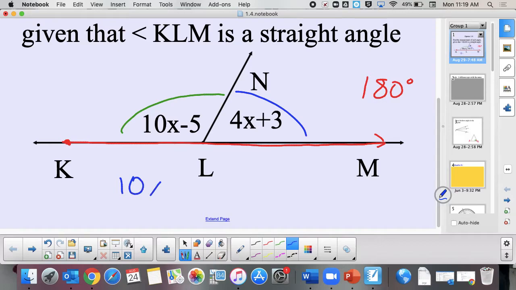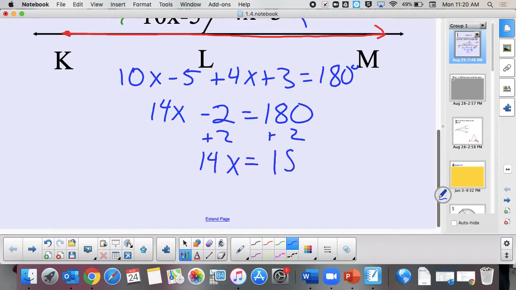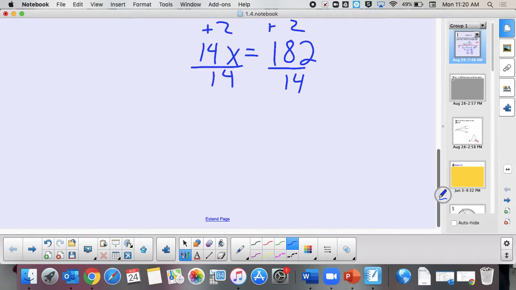Making our equation 10x minus 5 plus 4x plus 3 equals 180 degrees. Combine your like terms, we have 14x minus 2 equals 180 degrees. Add your 2 to each side. I have 14x equals 182, and divide both sides by 14. 182 divided by 14, we get x to equal 13.